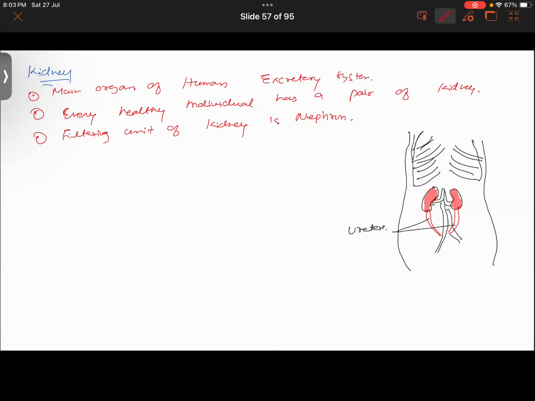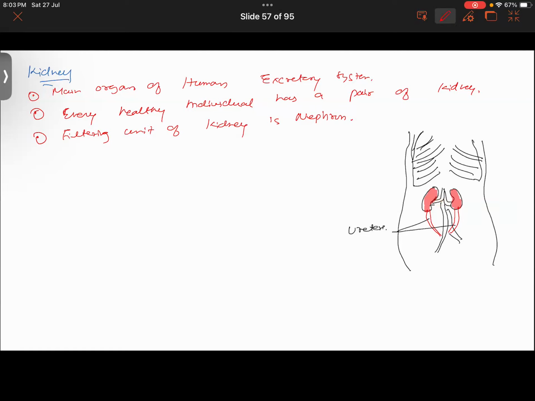So should we draw the kidney? See, this diagram is not very good. So do one thing, just leave one space, and you can draw this diagram after the class. I will be providing the screenshot of this diagram to you guys, okay?